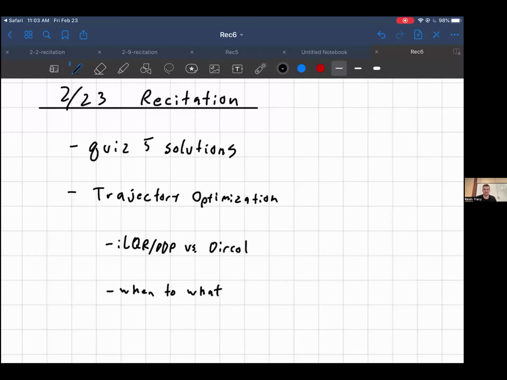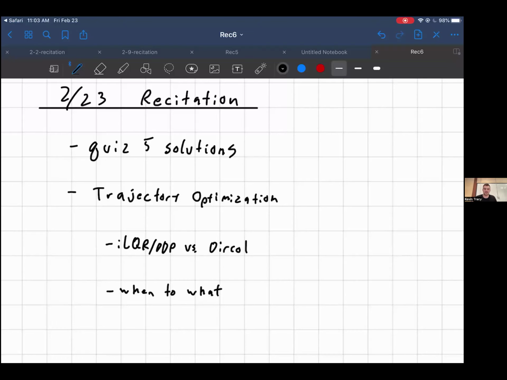All right, so today is our sixth recitation, and we're going to go over some quiz 5 solutions. This is the quiz that was due on Tuesday, and we'll talk about the solutions at large, but also some mistakes that people made that are going to be pretty important to understand later on in the course. And then we're going to start our talk on trajectory optimization, and this is going to be exactly what homework 3 is all about.